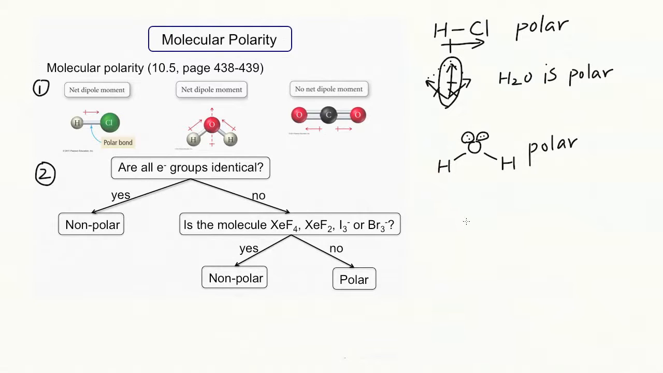Let's see this example, CH4. You draw the Lewis structure and you will see that the carbon central atom has 4 hydrogen atoms. Now you ask yourself a question: are all electron groups identical? You have 4 carbon-hydrogen single bonds around the carbon, so absolutely, the 4 electron groups are identical. The answer is yes, so this one would be a nonpolar molecule.